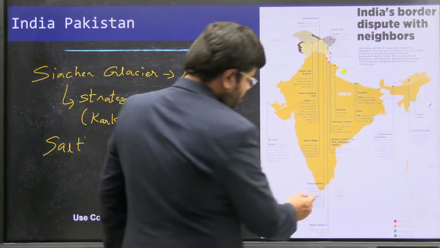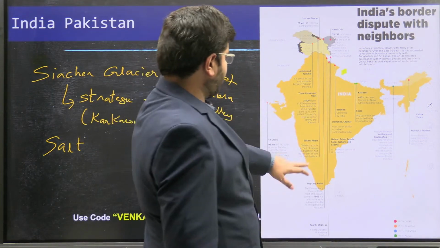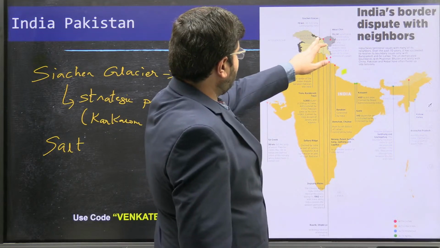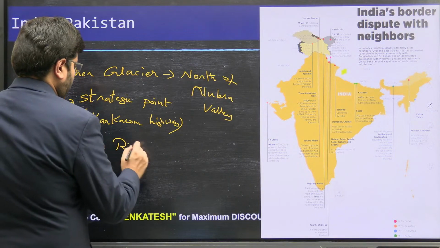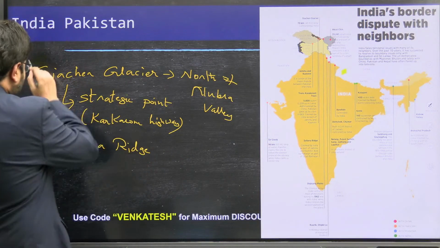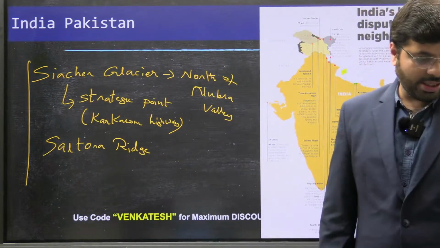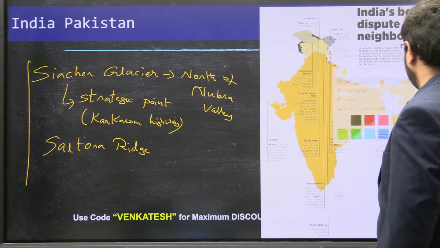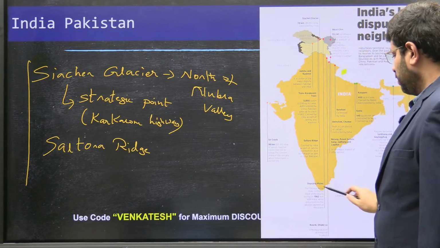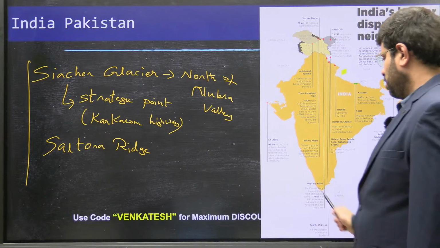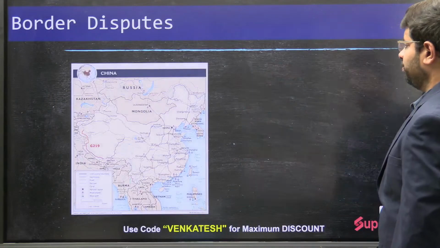Saltoro Ridge, you can see here the Saltoro Ridge claimed by India as part of Kashmir. Here itself, you will find the Saltoro Ridge, very near to this. Now, similarly, one such thing about China, another name which we need to remember, is the region of the Depsang Plains. Depsang Plains. So one such place I forgot to mention here.